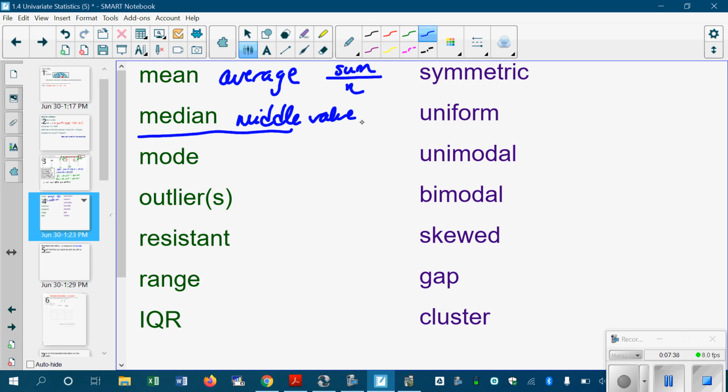If you have an even number of numbers, like let's say that you had 6 numbers, then the middle is actually right here. It's in between 2 numbers. So what you do in that case to find the median is take the center 2 numbers and then you find the average or the mean.